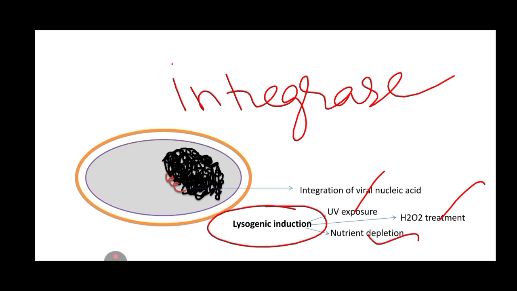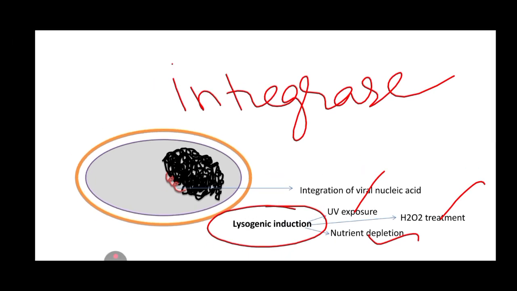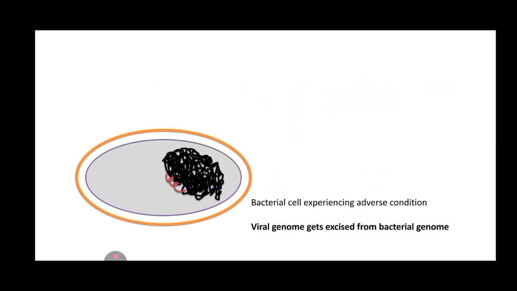If the condition is not favored, remember, either the bacterial cell is exposed to UV light, or exposed to hydrogen peroxide treatment, or exposed to a condition where the nutrient level is very poor. Under these circumstances, the viral nucleic acid gets excised. The process is called lysogenic induction. So upon excision, it suddenly enters into the lytic cycle. Sorry, the lytic cycle, right?